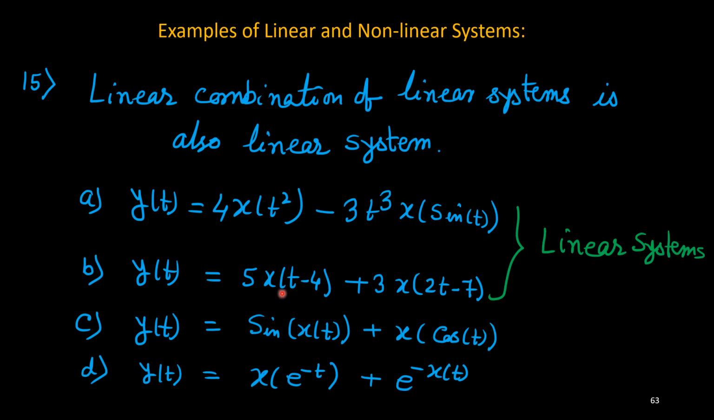Second one, it is x of t minus 4, a delay system. This is another delay system, delay and time scaling system. So this is linear. This is also linear. So their combination is also linear.